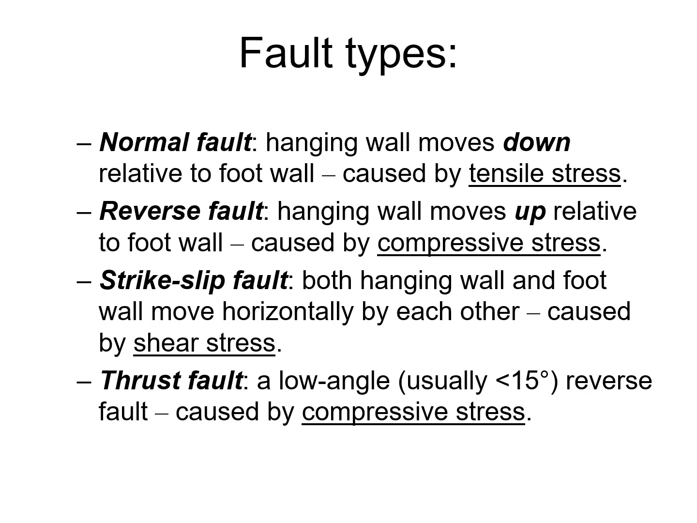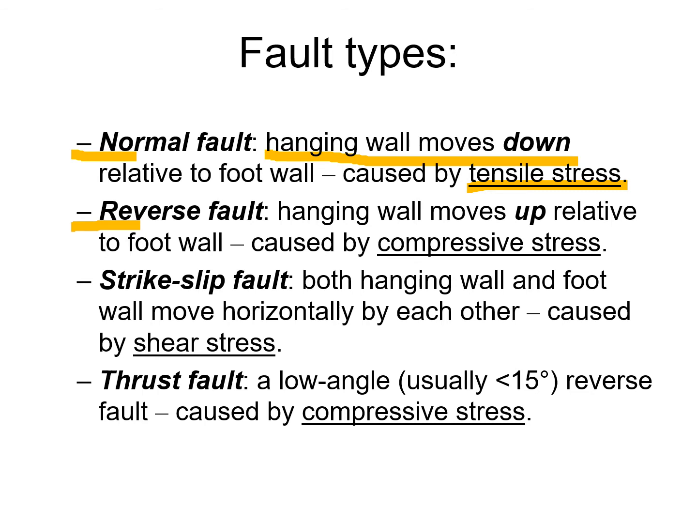Okay, so looking at fault types, we categorize these based on how the footwall and hanging wall are moving in relation to each other. Now these first two, normal fault and reverse fault, are inclined fault planes, and so we're looking at how the hanging wall is moving. For the normal fault, that hanging wall is dropping down relative to the footwall. This is in relation to tensile stress, so the crust is being stretched out.